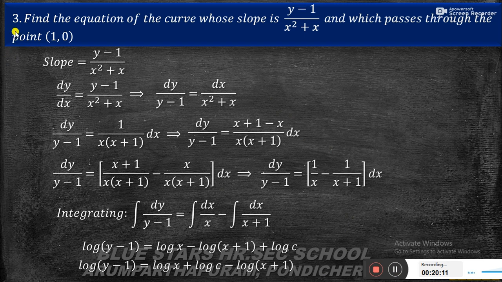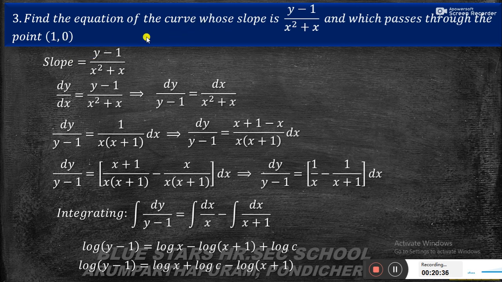Now we discuss the third problem. Find the equation of the curve whose slope is y minus 1 by x square plus x and which passes through the point 1 comma 0. They ask about the equation of the curve. Here the given condition is that the slope equals y minus 1 by x square plus x, and it passes through the point 1 comma 0.